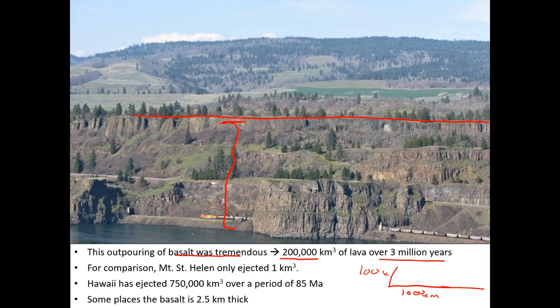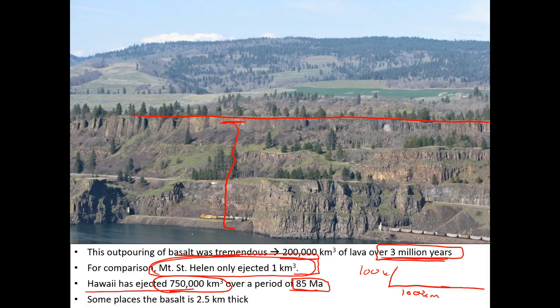We don't have anything like that today. Hawaii has ejected 750,000 cubic kilometers of basalt, but it's done it over a period of 85 million years. This was done over a period of 3 million years. Okay, so a lot of basalt was ejected very fast here. Just to give you an idea for comparison, Mount St. Helens, which is the biggest single eruption we've had in America in our history, was only 1 cubic kilometer. Okay, it's amazing.